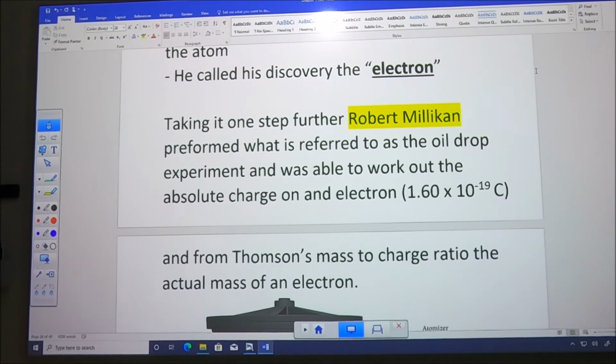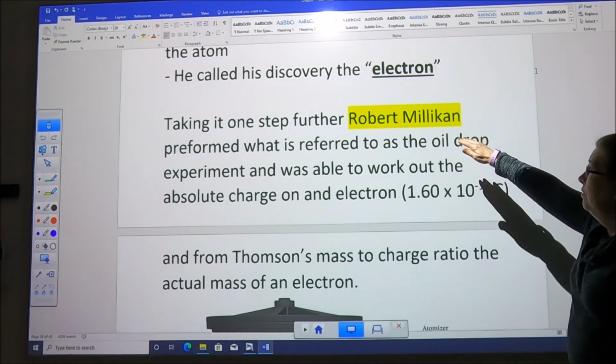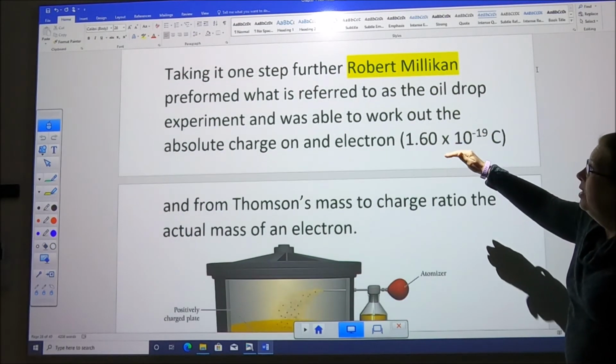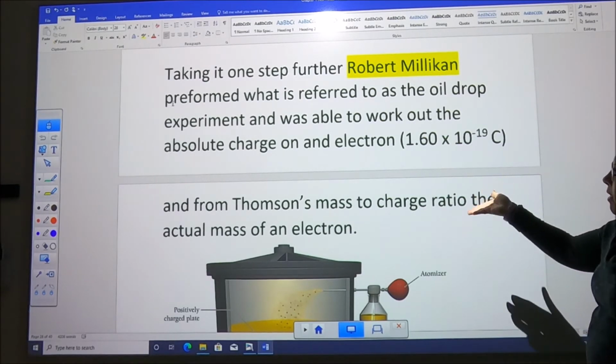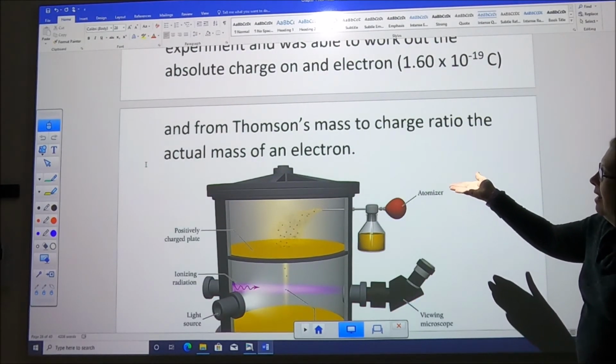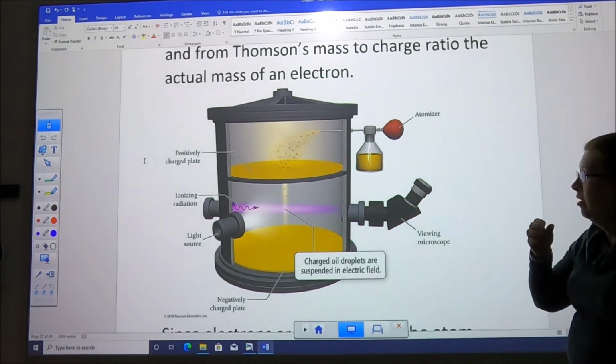So you find a new particle, other people want to learn more about it. And remember, we had a mass-charge ratio, but we didn't have an actual mass, and we didn't have an actual charge. So along comes a scientist by the name of Robert Millikan. Millikan performed what's called the oil drop experiment. Scroll up for me. Okay? Now this is what the oil drop experiment looked like.